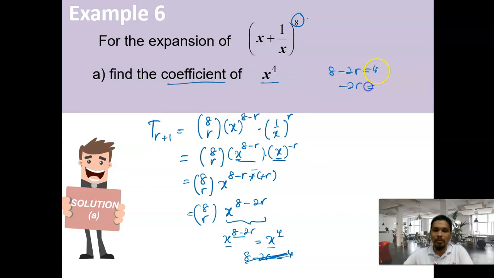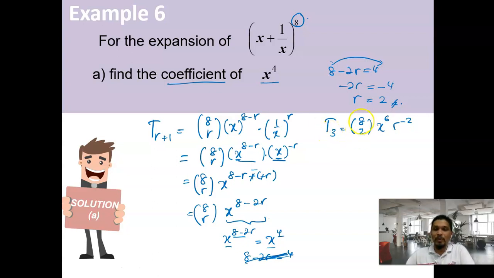Then negative 2r equals 4 minus 8. Just imagine, bring 8 to the other side, it becomes negative. So 4 minus 8 is negative 4. Then r equals negative 4 divided by negative 2, equals 2. So the value of r here is 2. So 2 plus 1 equals 3, the third term. Then C(8, 2), x to the power of 8 minus 2 equals 6, and r equals 2, with this one here, negative 2.